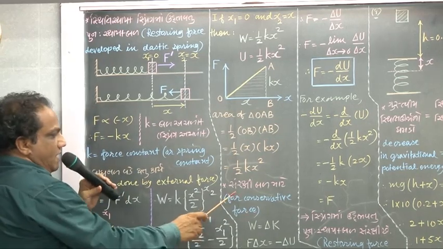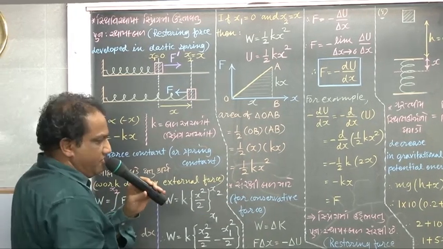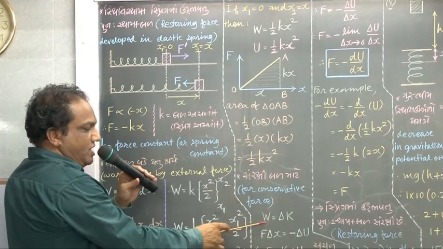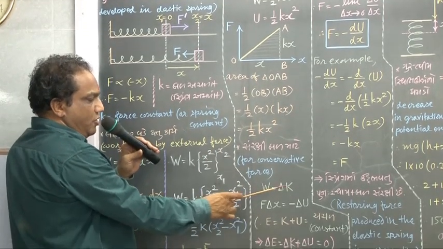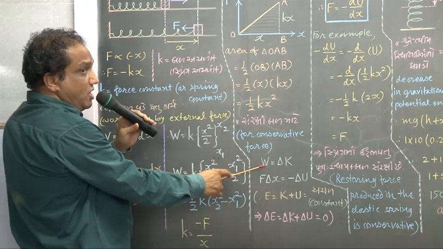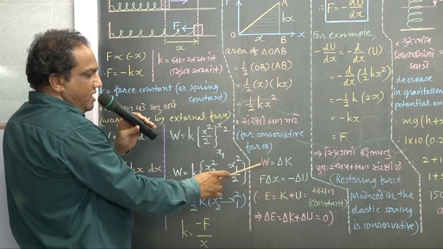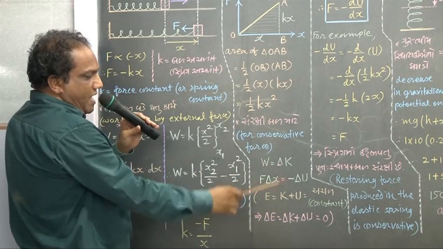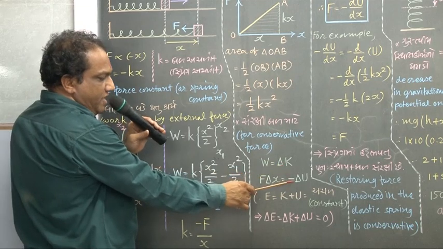Fine. Let us obtain one very important result for conservative force. Very simple. Do you know the work energy theorem? Last time we had obtained W equals delta K. If this is the work done by a constant force, say F, then work done by a constant force is force into displacement. And instead of delta K, you may write minus delta U.